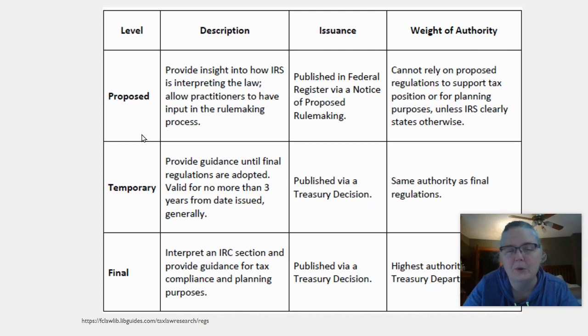But you see proposed, temporary, and final, and then it gives a description of what they are, where it is, how it is issued, and the weight of authority. I think weight of authority is something that you might find important here. Proposed regs are not regulations that can be relied upon. You can't use those for doing tax planning unless the IRS clearly states otherwise that there's something that can be relied upon. It's more for, hey, look what's coming down the road, okay? It can be useful in indicating the IRS's position when the IRS is interpreting the law, and it also does allow for input into the lawmaking process.